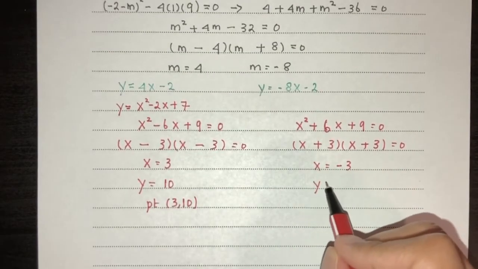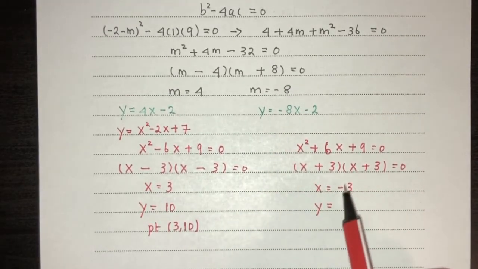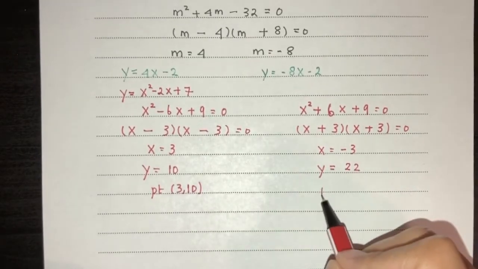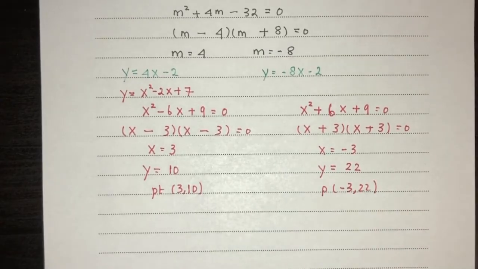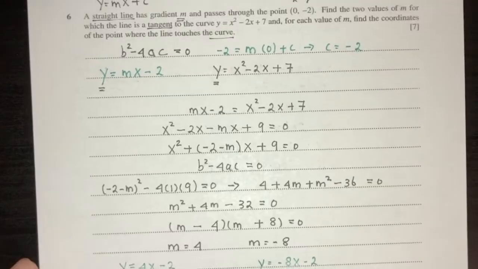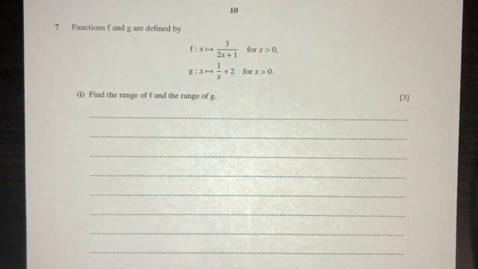And what is the value of y? Y will be, back in your equation, minus 8 times x, which will be 24, minus 2. That will be 22. So the point in that case will be (minus 3, 22). And that will be your question number 6. Let's move on to question number 7.